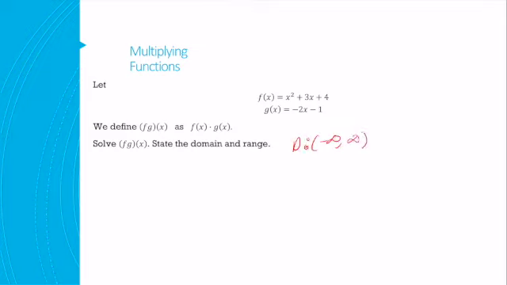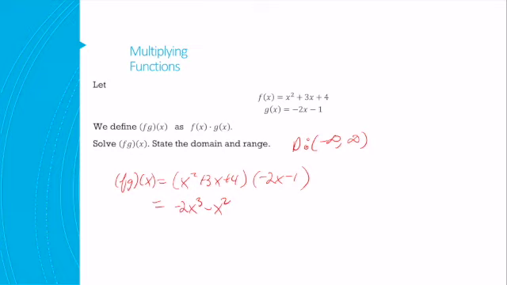But I'm going to have to do an extended version of FOIL in order to multiply these together. So if I have fg of x, that's the same as x squared plus 3x plus 4 times negative 2x minus 1. So I'm going to have to make sure that every term of my first polynomial gets multiplied by every term of my second polynomial. So I'm going to take x squared times negative 2x, that gives me negative 2x cubed, and then x squared times negative 1, that gives me a negative x squared. So I multiplied x squared by each term in that binomial.